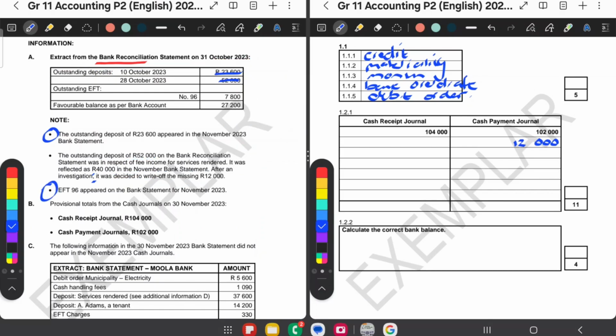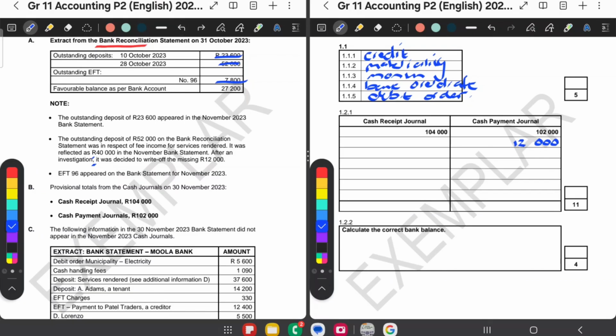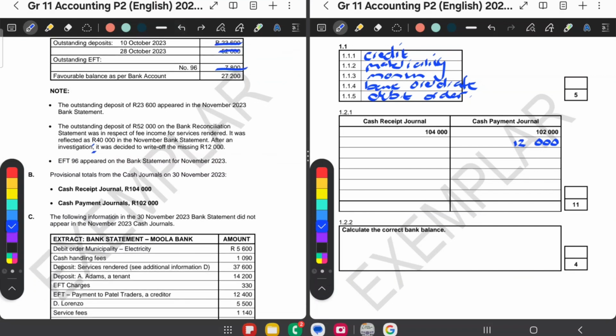Next adjustment says EFT 96, and EFT is a payment, appeared on the bank statement for November. Okay, that's a good thing. So here's number 96 and cancel. We're not doing anything with that. Okay, information B says here are the provisional totals at the end of November before the additional information. So you have your total for the CRJ. Can you see the total is filled in there? And then you have your total for the CPJ, and that total is filled in there. So we don't have to do anything with that. But let's look quickly.